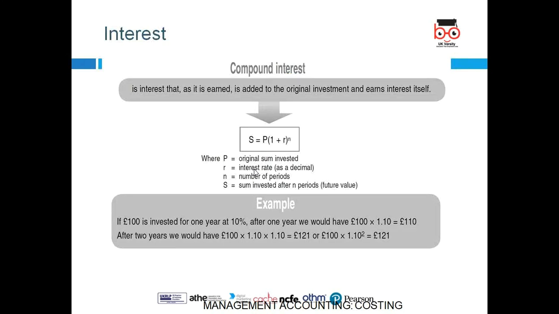Then we're looking at compound interest. What is meant by compound? Have you heard about it?